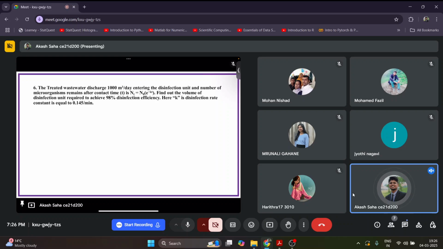So you have to find out the volume of the disinfection unit. The discharge is given, the equation through which disinfection is happening is also given, and the k value is also given. So for 98% efficiency, you have to find out the volume. Please try it out. I'll wait for some time and then we can discuss.